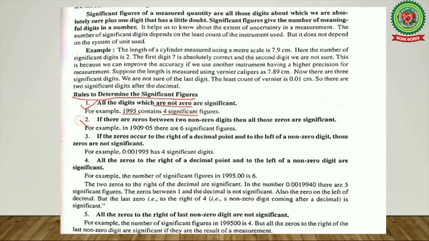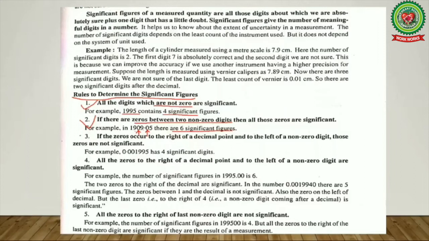Rule number 2, if there are zeros between two non-zero digits, then all those zeros are significant. Like these two zeros, the first 0 and the second 0. Both the zeros are between non-zero digits, so these are also significant. In this case we got 1, 2, 3, 4, 5, 6 significant figures.